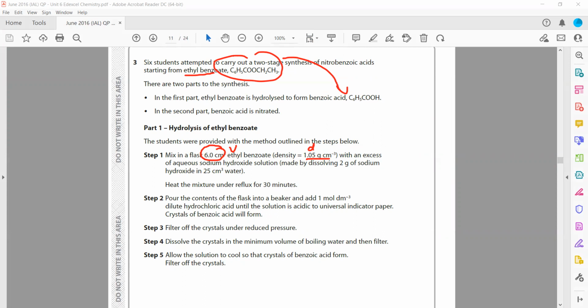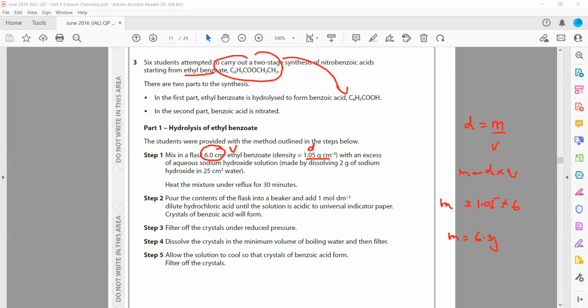So first we have the volume and the density. So using density and volume, we'll find the mass in gram. Density is gram per centimeter cube and volume is in cm cube. So we don't have to convert the unit. So density is mass divided by volume, so mass will be density into volume. Density is 1.05 and the volume is 6. So we'll get the mass of ethyl benzoate, which is 6.3 grams.